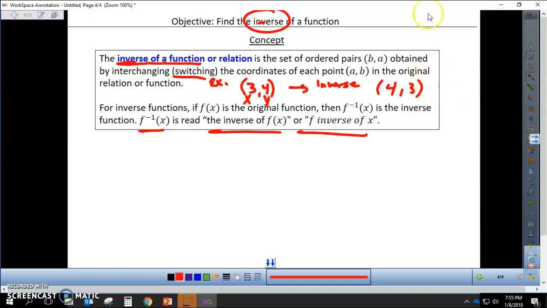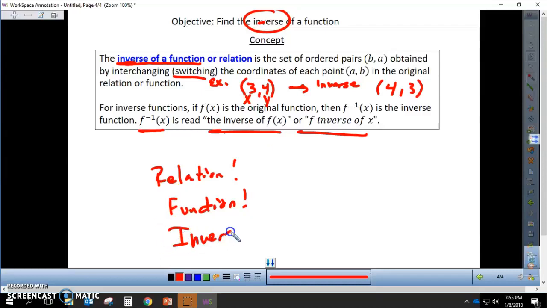and that is the concept for what we're talking about today. Here are the main ideas that we discussed: a relation, a function, and then last but not least, which is the main topic for the unit, the inverse of a function. That's what we'll be talking about, and that's the type of problems we'll be doing today.